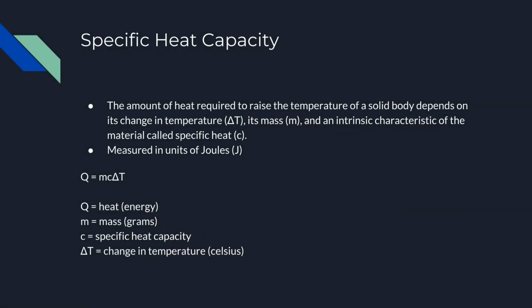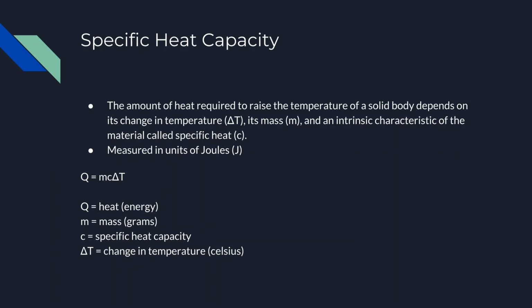Specific heat capacity. The amount of heat required to raise the temperature of a solid body depends on its change in temperature, delta T, its mass, m, and an intrinsic characteristic of the material called specific heat, C. This is measured in units of joules, J.